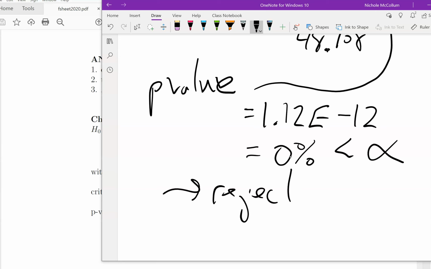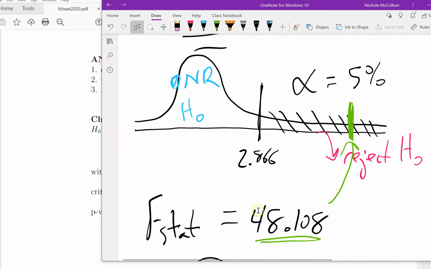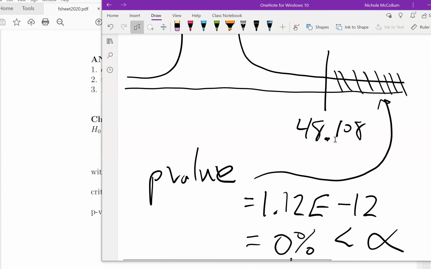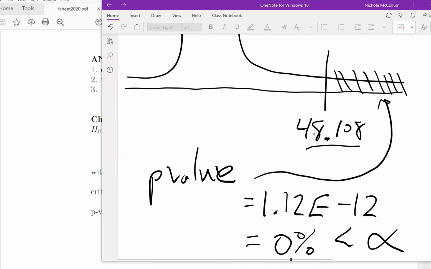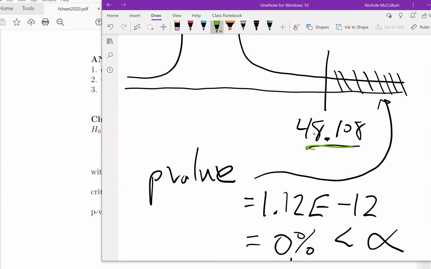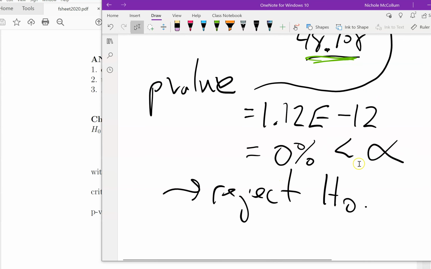I reject H naught. So I now have two conclusions. I have the critical value conclusion, that is my sample falls in the critical region, which means I reject, and my p-value, which is, again, the area more extreme than my sample. All right, this is my sample. Green. I lost my drawing ability. There it is. Green. My sample is more extreme. The p-value is the probability you could be more extreme than your sample. The odds of that are almost negligible, so 0%. That is less than any alpha.